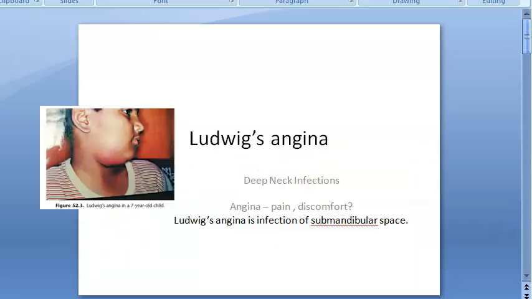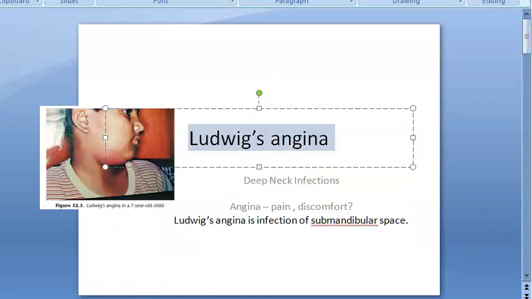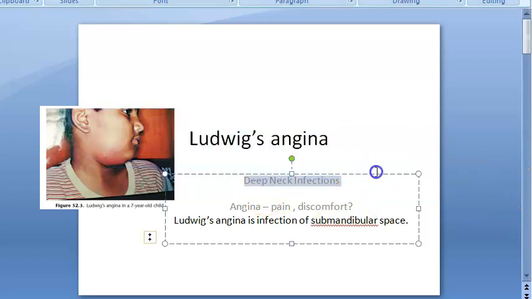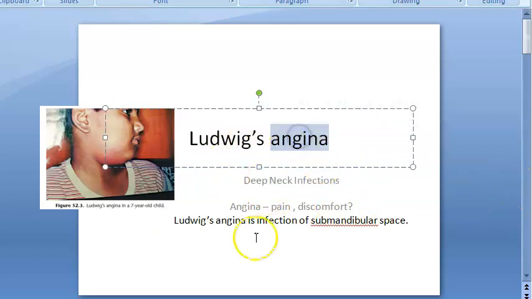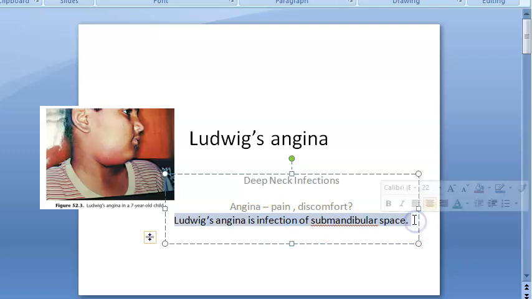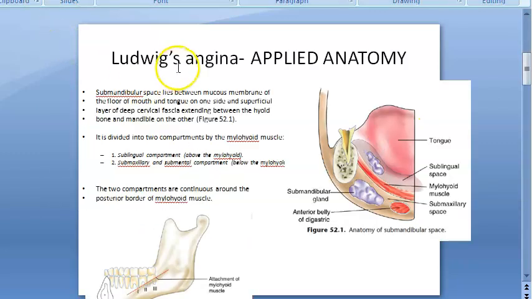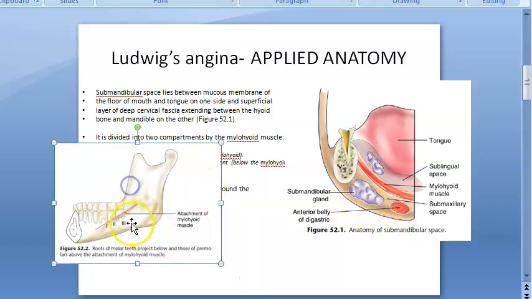Okay. So anyways, we're done with Ludwig's angina. Let's take a recap. It's a deep neck space infection. Angina is pain, discomfort. So Ludwig's angina is simply the infection of the submandibular space. So the anatomy we saw, the submandibular space is divided by the mylohyoid muscle into sublingual space and the submental and the submaxillary spaces, and there are respective glands here, and you saw the premolars and the molars.